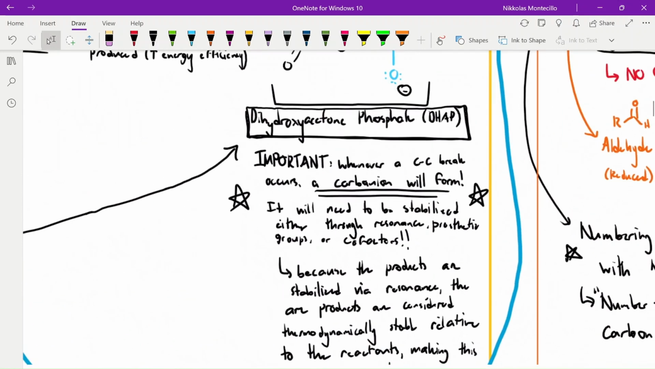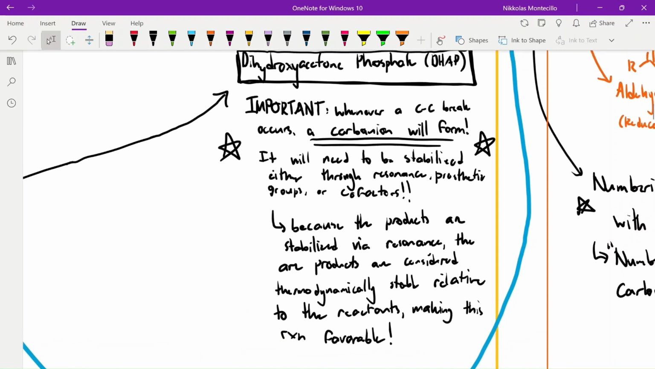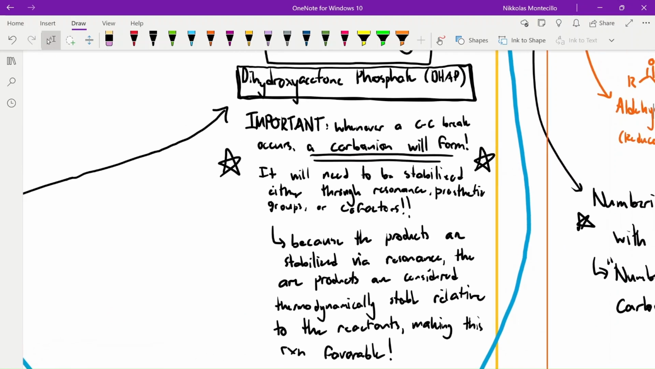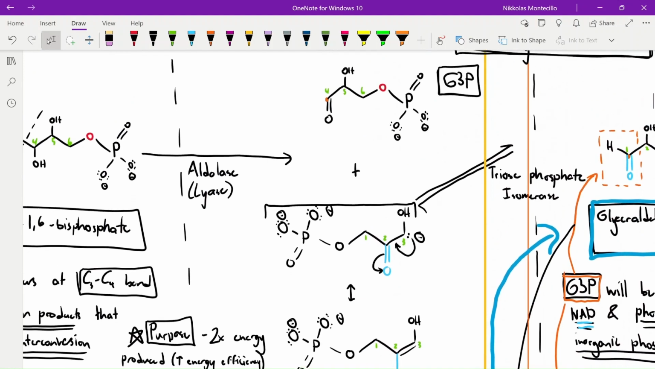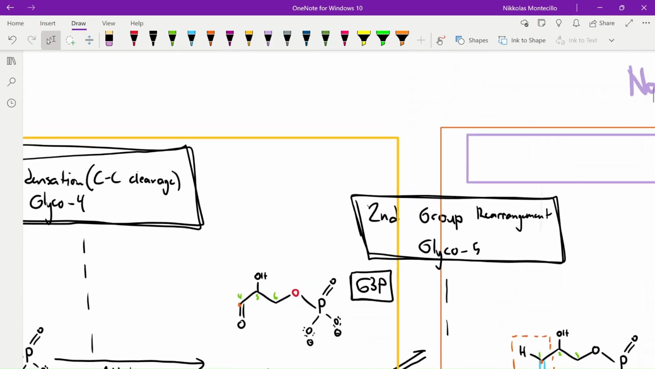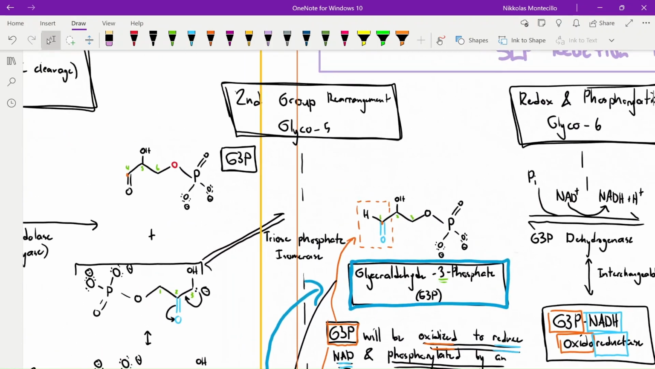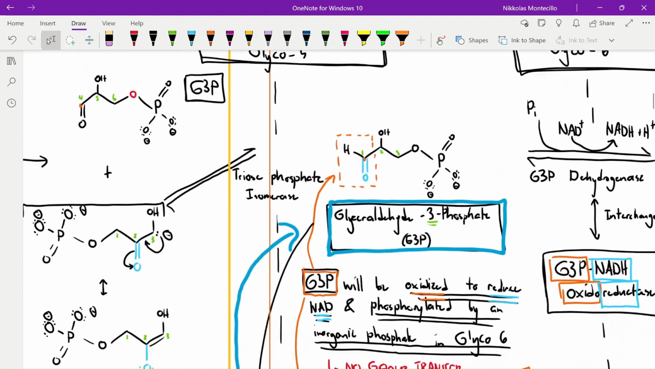Here, I'll just put this here just so that you guys can see it. Whenever a carbon-carbon break occurs, a carbanion will be formed. It will need to be stabilized either through resonance, prosthetic groups, or cofactors. Because the products are stabilized via resonance, the products are considered thermodynamically stable relative to the reactants, making this reaction favorable. As I said before, right? Okay. So once the second group rearrangement occurs, we have two G3P molecules.